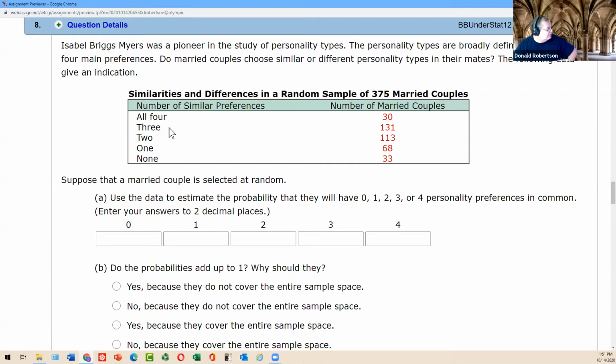Now, here is a table that's collected probably by a social scientist, and what they did is they looked at married couples, and in particular they looked at personality types. Partner A had these personality traits and partner B had these different ones, and then they just counted how many they shared. And here, there are only 4 basic ones. 30 married couples shared all the same personality traits. So I have no idea what they are, but I'll pick some.